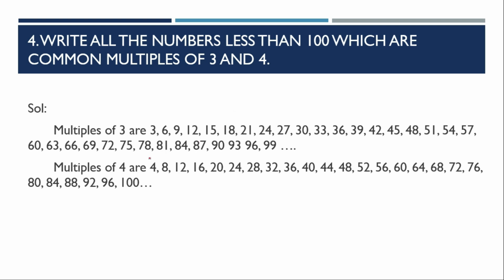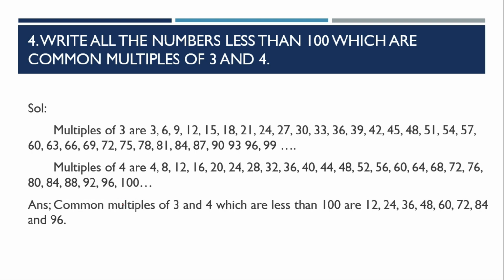Okay. Next, common multiples of 3 and 4 which are less than 100 are, when you check you will get 12, 24, 36, 48, 60, 72, 84 and 96. When you write in the classwork, please write carefully, don't miss out any number. Since it is too many numbers with commas, don't miss out. While you are writing, see the multiples and write. Next question.